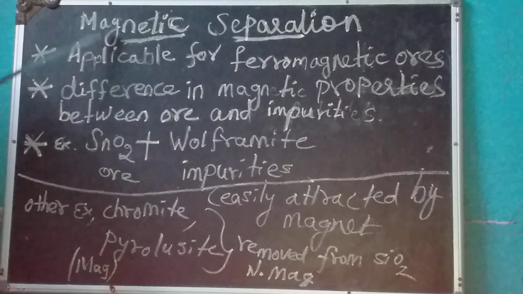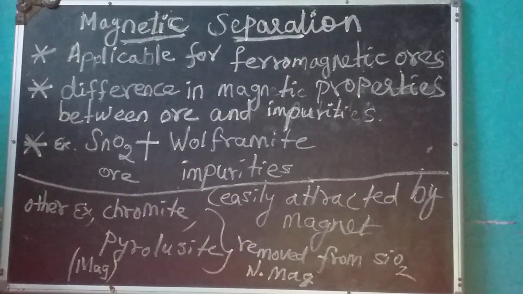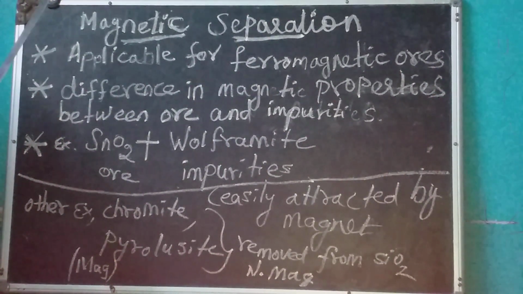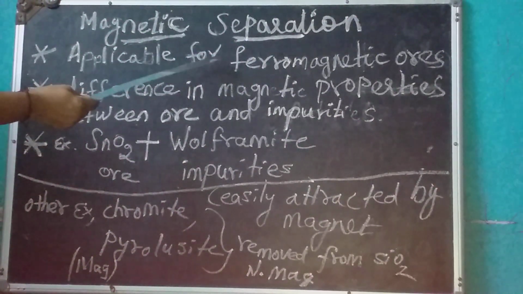In magnetic separation, this method is only applicable for ferromagnetic ore. What do you mean by ferromagnetic ore? The ore which is easily attracted by a magnet, that ore which contains iron as a major substance. So that ore we call a ferromagnetic ore. The ore which contains iron as one of the metals and which is easily attracted by the magnet, such ores are called ferromagnetic ores. So the magnetic separation process is only applicable for ferromagnetic ores.